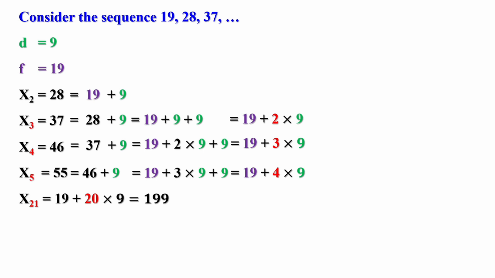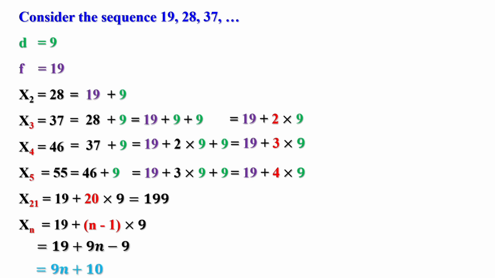What is the nth term? 19 plus n minus 1 times 9. Now multiplying, what will you get? n into 9 is 9n, minus 1 into 9 is minus 9. That is 19 plus 9n minus 9. Let us write 9n at first, and 19 minus 9 is 10. So xn equals 9n plus 10.